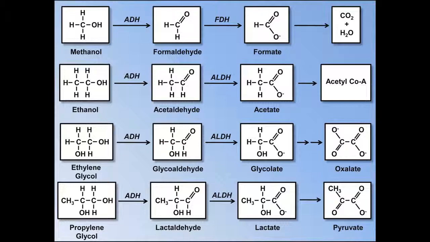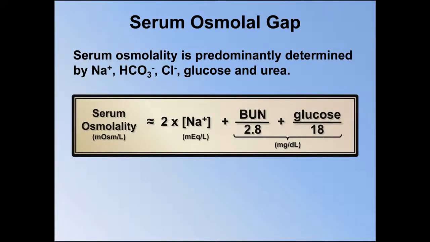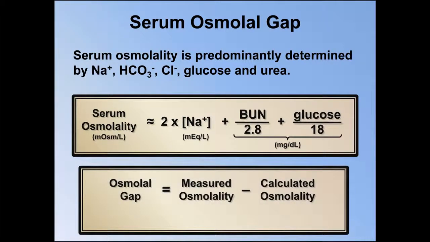Before we leave the topic of toxic alcohols, I should discuss the serum osmolar gap, which is frequently used to identify the presence of these compounds. Serum osmolality is predominantly determined by sodium, bicarbonate, chloride, glucose, and urea. It can be estimated by taking 2 times the serum sodium and adding the BUN in milligrams per deciliter divided by 2.8 and the glucose in milligrams per deciliter divided by 18. The osmolar gap is the difference between the measured osmolality and the calculated osmolality.